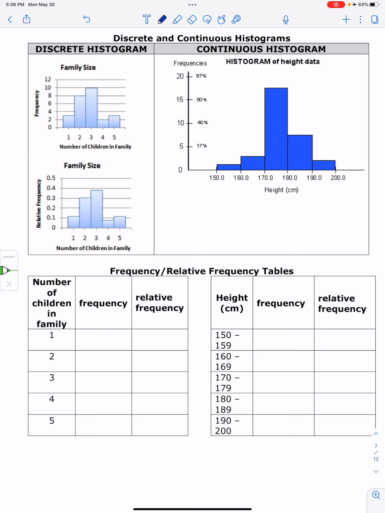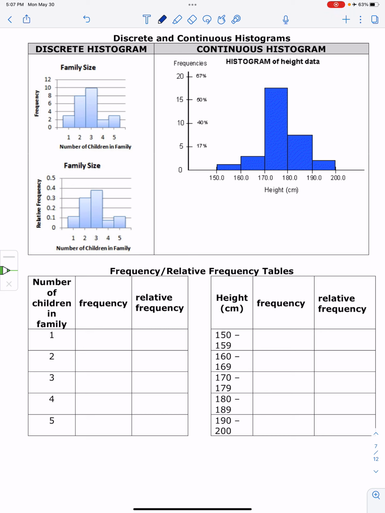So we have a discrete histogram. Discrete because the numbers are separate and countable, right? If we're talking about numbers of children in a family, I can have one child or two. Apparently none of these families have no children, but whatever. Notice that these bars still touch each other. We're talking about numerical data, and they have a definite order. So 1 comes before 2, 2 comes before 3.